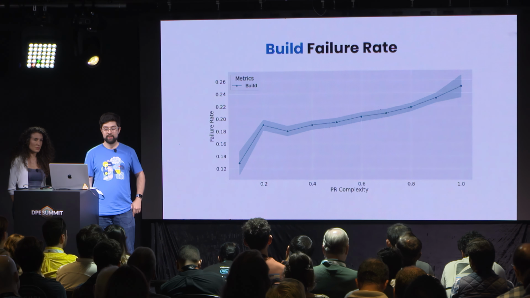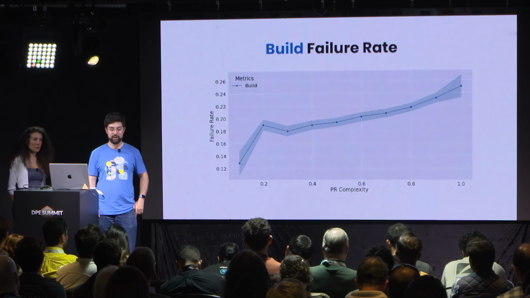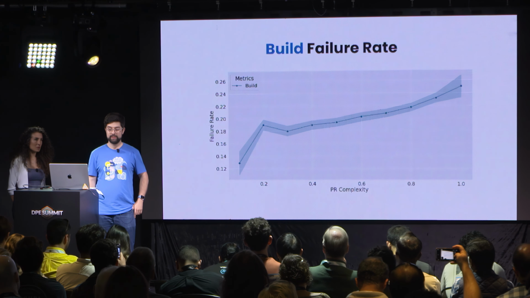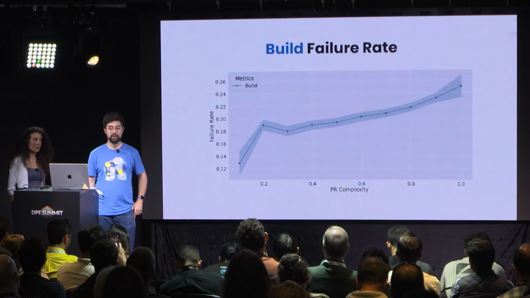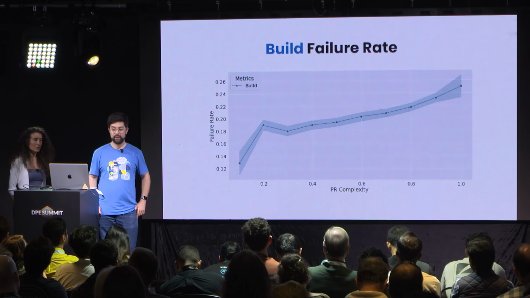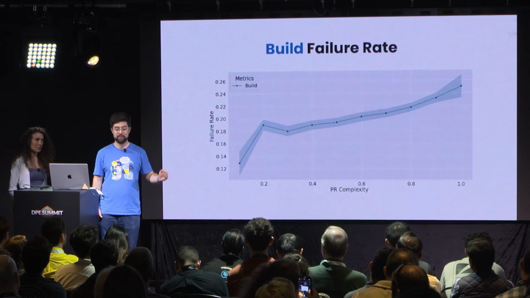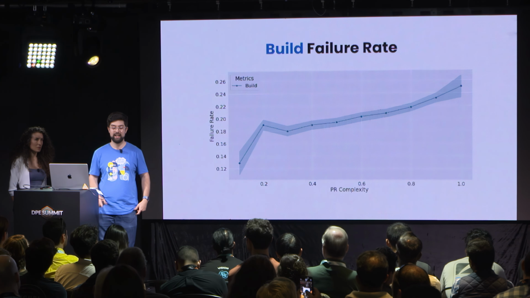Another thing which I think a lot of the people at this conference will find very interesting is the build failure rate. In our experience, it's one of the most insightful measures of pull request quality and confidence. And for the failure rate of the first build after merging into the main branch, you can see that there is a correlation here to pull request complexity.